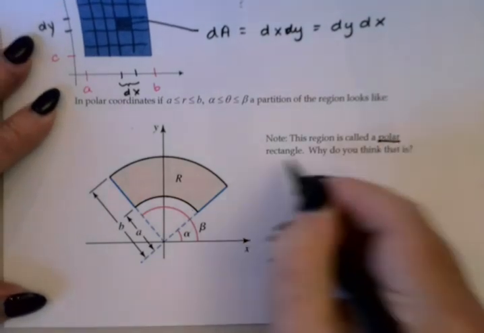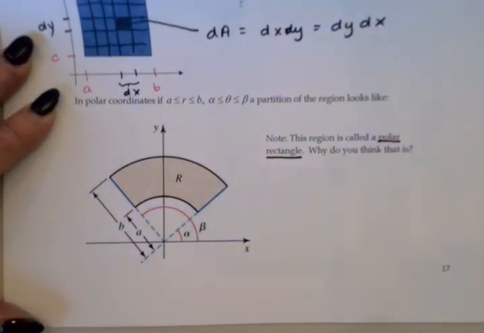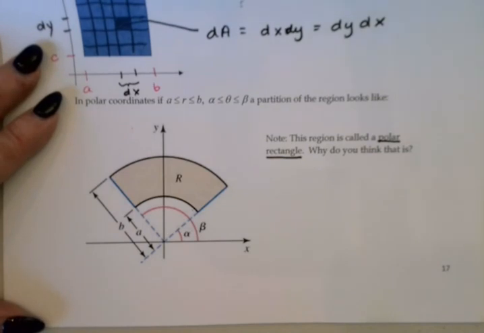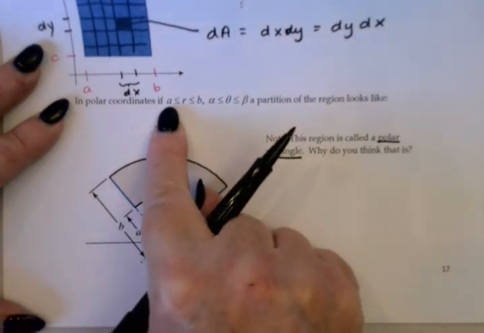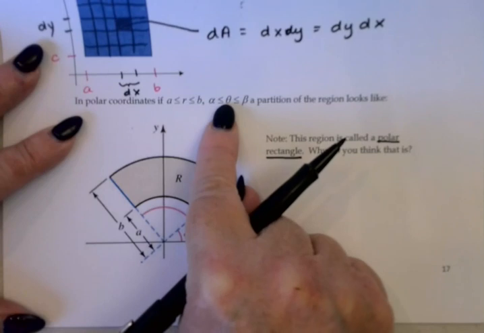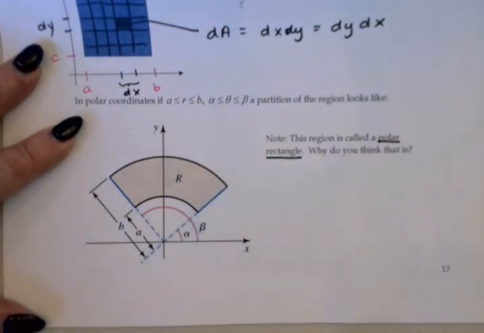This region is actually called a polar rectangle. And if you're thinking that doesn't look much like a rectangle to me, I understand why. But the reason we call it that is because of the fact that the radius only goes between two constant values and the angle goes between two constant values, just like x and y did to form our standard rectangle.